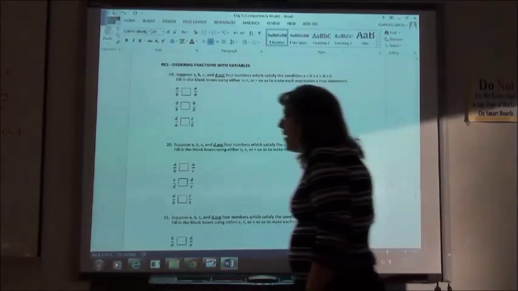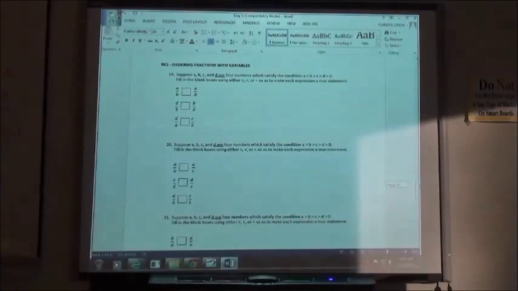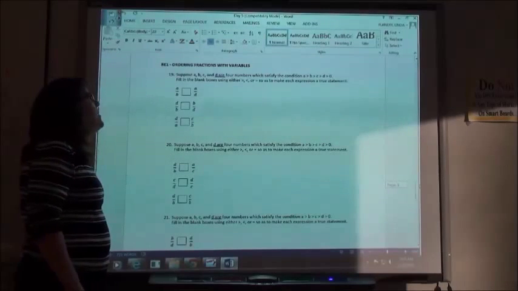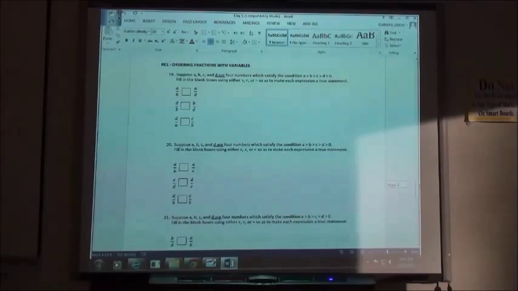Then it pops over probably to a different section of your pie chart and has you do a couple little problems over there. First one is ordering fractions with variables. Suppose A, B, C, and D are four numbers which satisfy the conditions A is greater than B, B is greater than C, C is greater than D, and D is greater than 0. Fill in the blank boxes using either greater than, less than, or equal to make each expression a true statement.